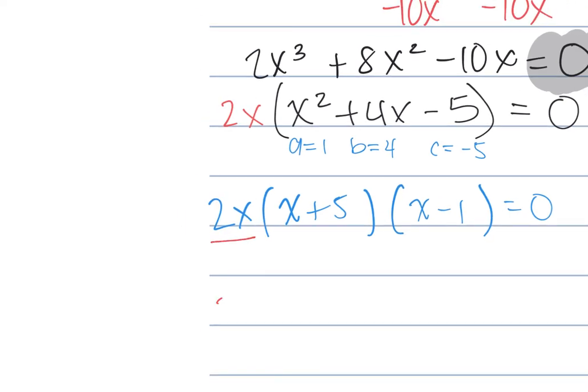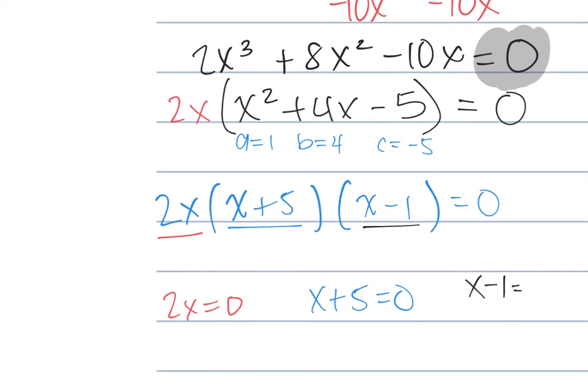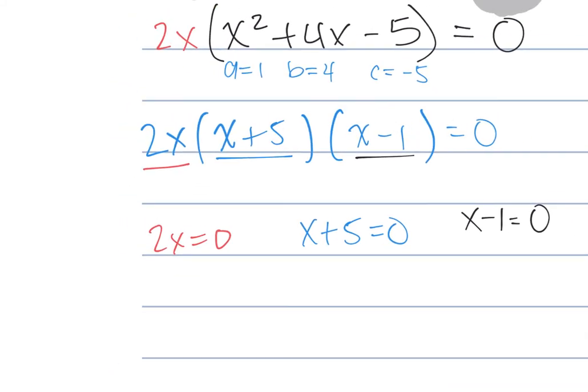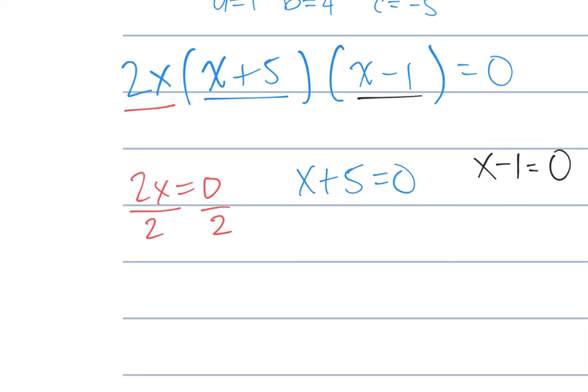So 2x, we set equal to 0. We set x plus 5 equal to 0. And we set x minus 1 equal to 0. How many answers am I going to get? 3, okay? So 2x equals 0. Guys, I'm going to go over this one time and hopefully one time only because I saw some of these mistakes on our quiz, okay? We would divide both sides by 2. Do you agree? What is 0 divided by 2? It's 0. Is it 2? No. Please do not put 2 as your answer there. Are we cool? All right.